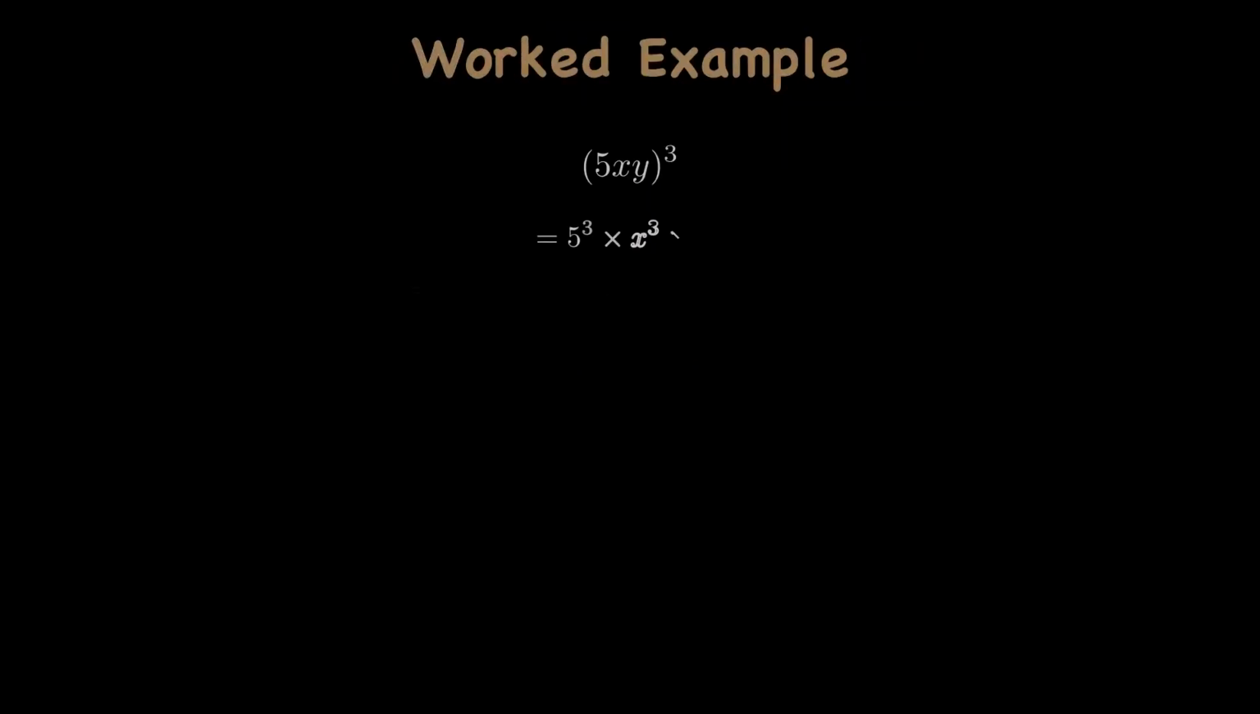Worked example. Simplify (5xy) all cubed. Distribute the power to each factor. 5 cubed is 125. x cubed stays as x cubed. y cubed stays as y cubed. The answer is 125x cubed y cubed.